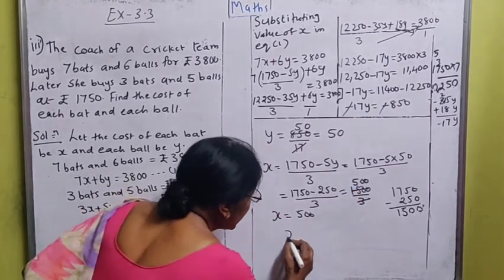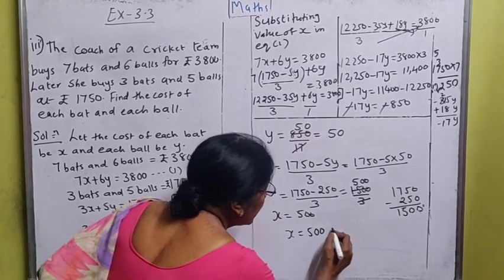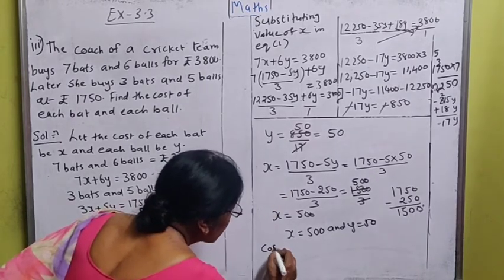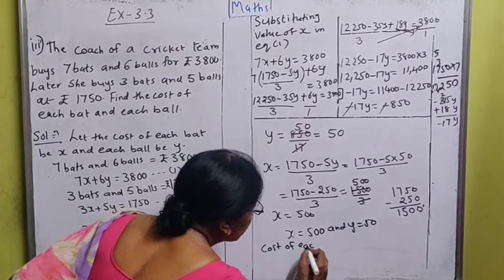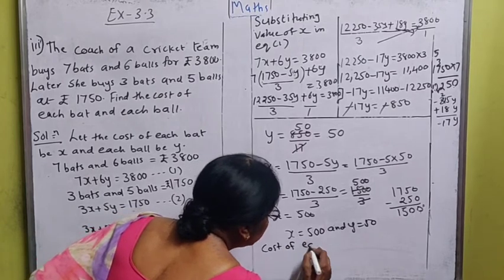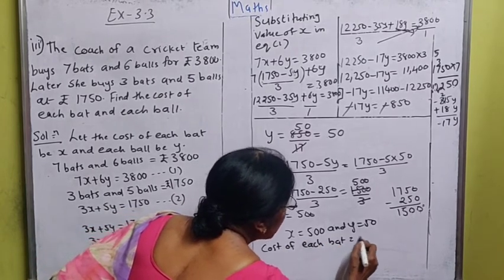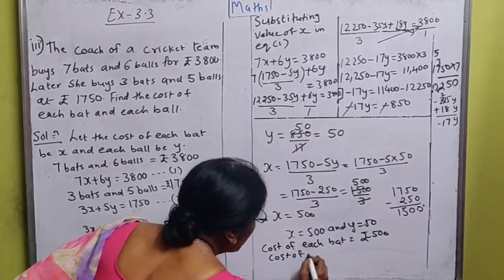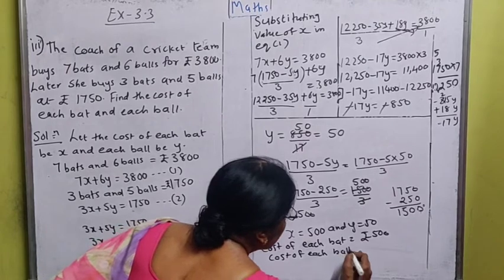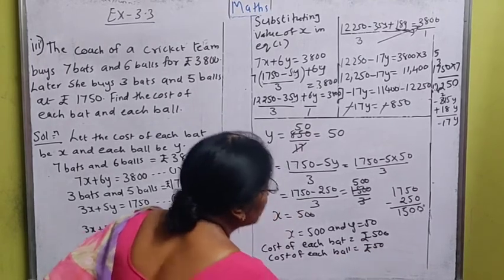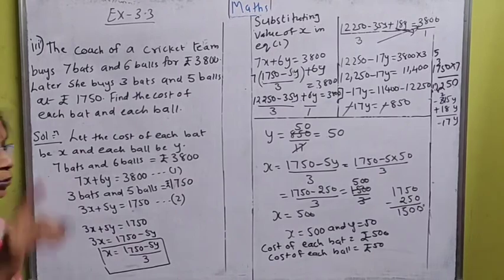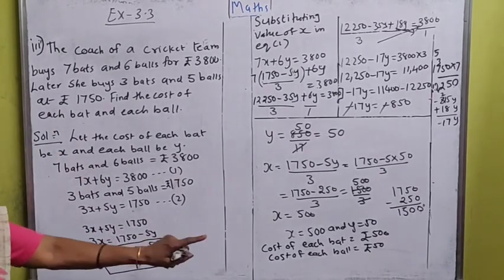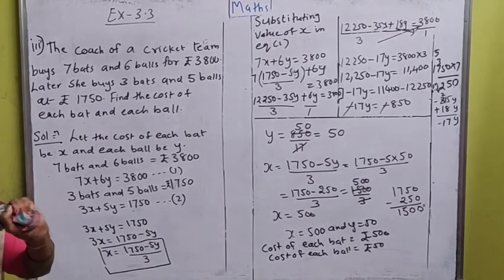So what you got at the last? x is equal to 500 and y is equal to 50. Means cost of each bag is equal to rupees 500. Then cost of each ball is equal to rupees 50. So verification I have told you. You now do the verification by yourself. Take any one of the equations, keep the value of x and y, you will get the same answer.